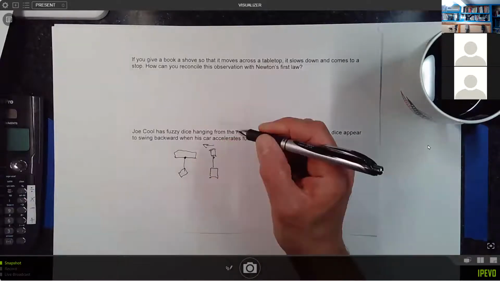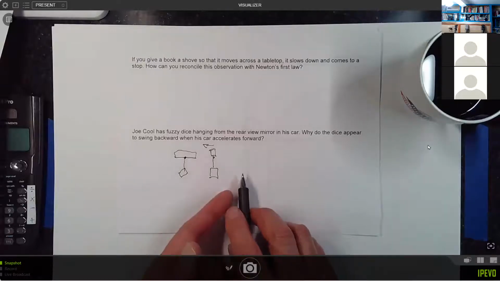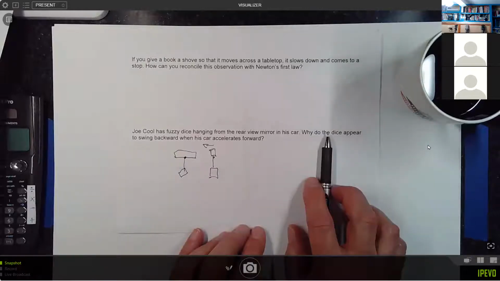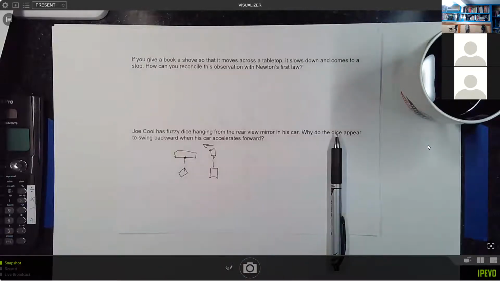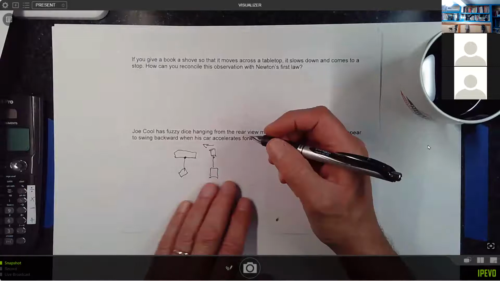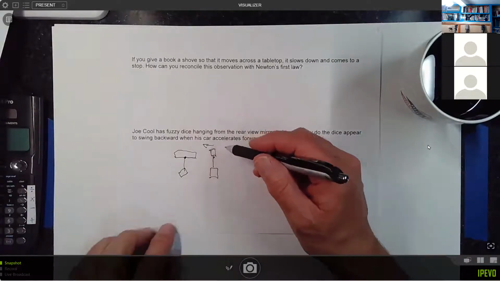Okay. The fuzzy dice will have inertia. They weren't moving at first, and so it will take a forward force to make those things accelerate forward. But for a little while, they'll appear to swing backwards. It's actually the car that's moving forward, and the fuzzy dice aren't going anywhere at first. And then once the car is moving forward, they'll swing back to a vertical position once the car is going at constant velocity.